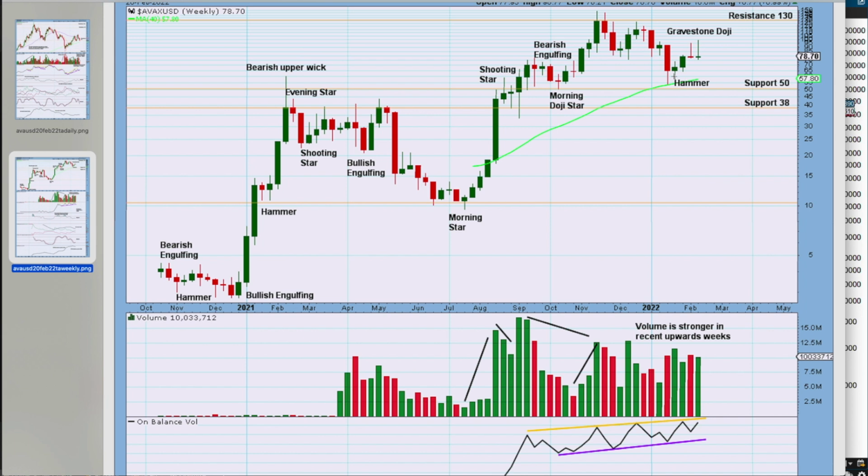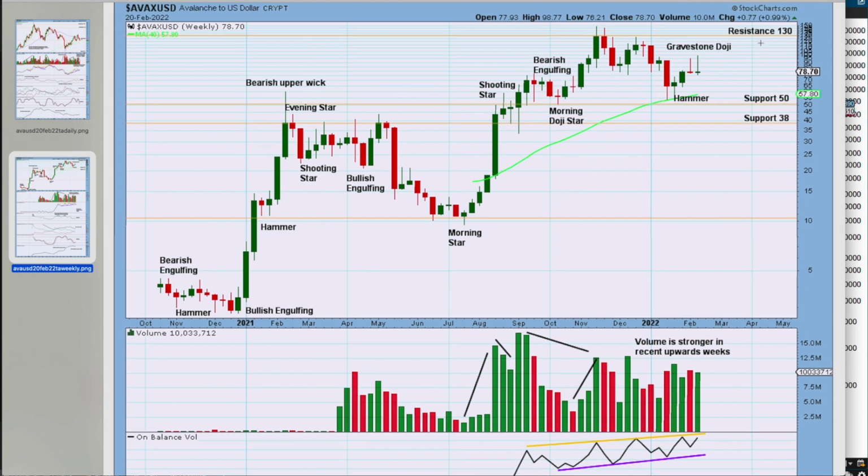There's a hammer candlestick pattern here at this low, so unsurprising we're getting upward movement, but at the weekly chart level we've got two gravestone doji. These are bearish candlestick patterns. In the context of a little upward movement, this supports a bearish Elliott wave count. Okay, enough about candlesticks. Resistance at 130, support at 50, below that 38.